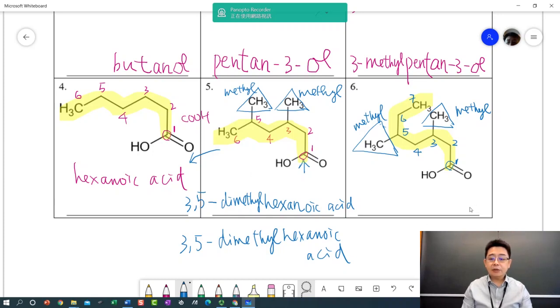Okay, let's do it. Finish it. I need more space, so I go here. Suffix: -oic acid. Saturated, -an. 7 carbons, heptane. So it's heptanoic acid. Substituent: dimethyl. Now in that space, I write it again.